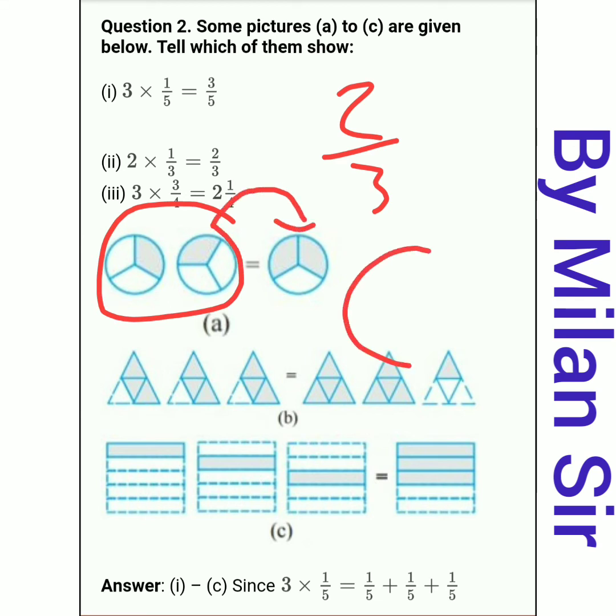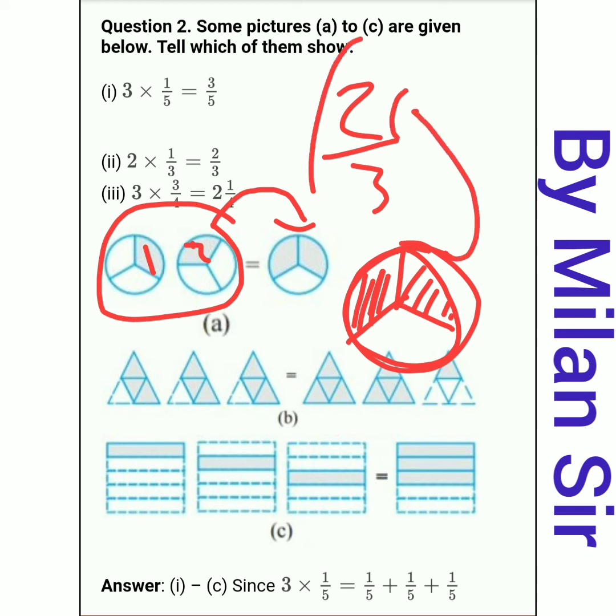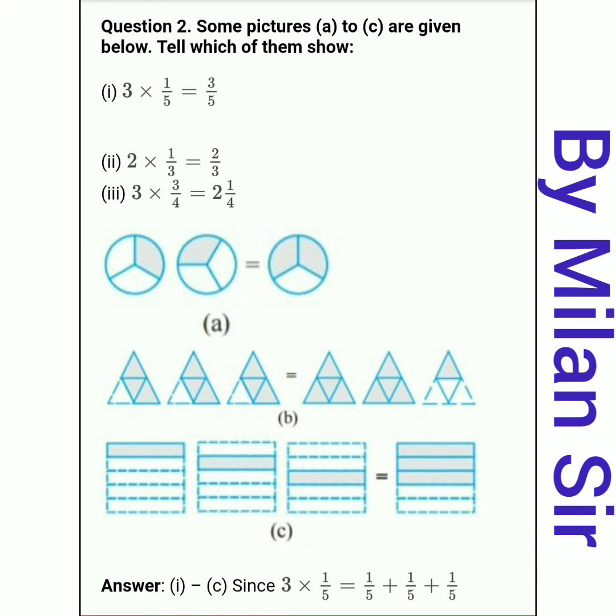That means in one figure we can show 2 parts, because here 1 part is shaded in the first figure and 1 part shaded in the second figure. So the total number of parts shaded is equal to 2. So just shade 2 parts in one figure only. So here total number of parts is 3, and out of that 2 parts are shaded. That is our answer.